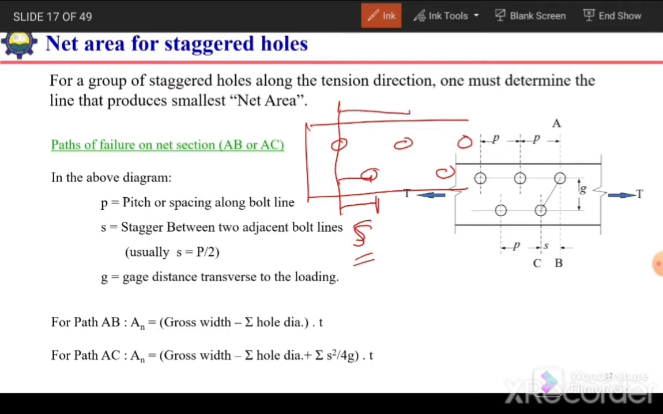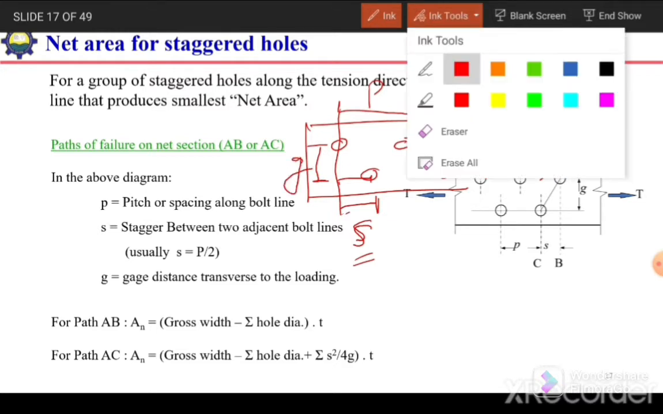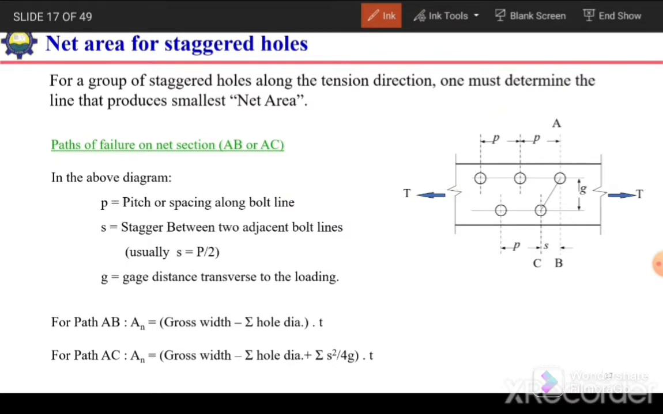And the center to center spacing of the bolts in this direction, if this is the line of action of force, will be the pitch of the bolts. And the distance between these two lines of bolts will be equal to gauge. So this is gauge, this is stagger, and this is pitch. Over here in this picture, this is pitch, and this is gauge, the distance between the two lines of bolts transverse to the line of action of load.